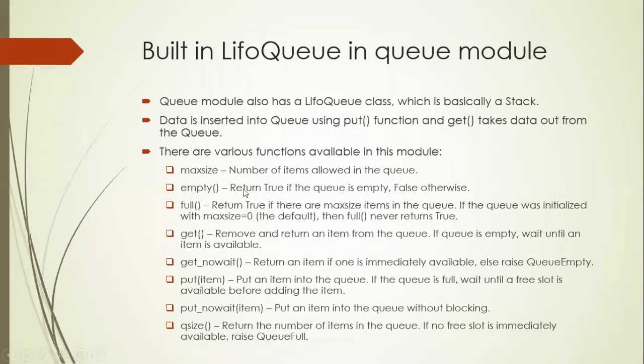So this is the maximum size of the queue that a programmer or a user can give. And then empty: it is going to return true when there are no elements in the queue. In the same way, full is going to return true if the queue has reached the maximum size. Put is a method which will be used to place an element into the queue. And put_nowait contains one item as a parameter, which will help us in placing the element into the queue.